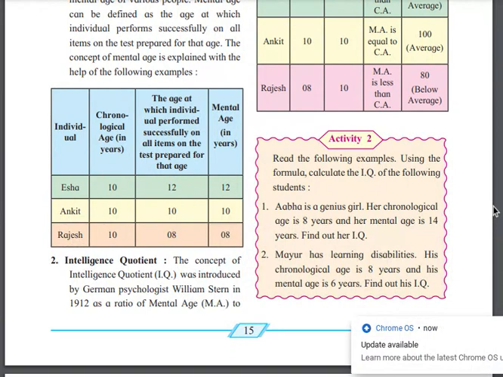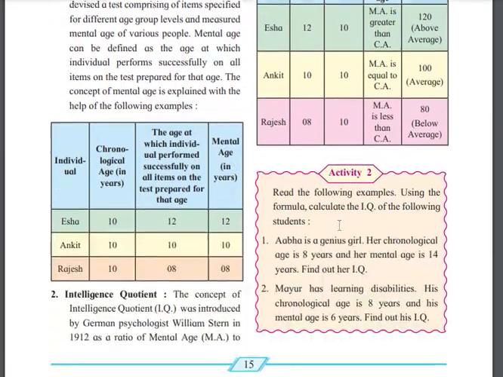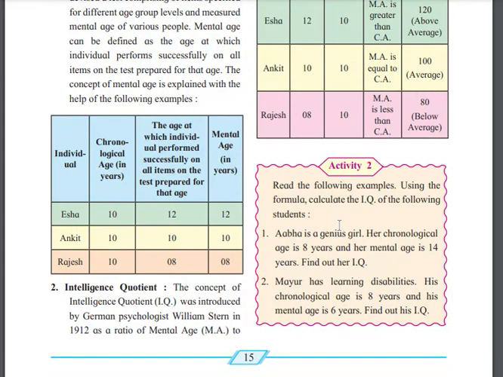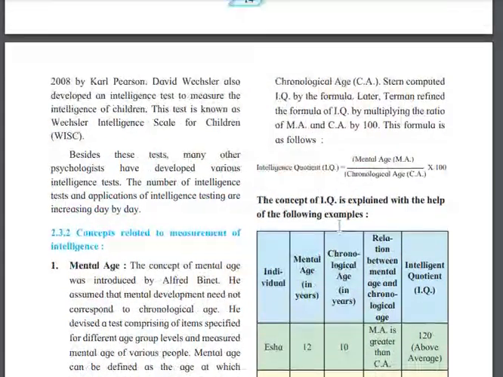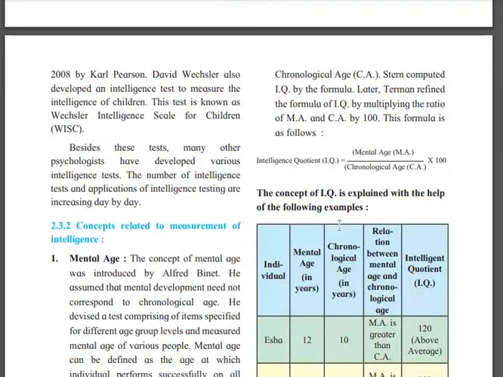The concept of the intelligence quotient was introduced by the German psychologist William Stern. Remember, mental age was from Alfred Binet, and the intelligence quotient was introduced by German psychologist William Stern in 1912 as a ratio of mental age to chronological age. Later, Terman refined the formula. First Stern computed the ratio, and Terman refined it by multiplying the ratio of MA and CA by 100. The formula is followed like this. Okay, there are three people. The first who introduced mental age was Alfred Binet, then William Stern established the ratio, and then Terman multiplied by 100. So these three people were involved in developing this formula.